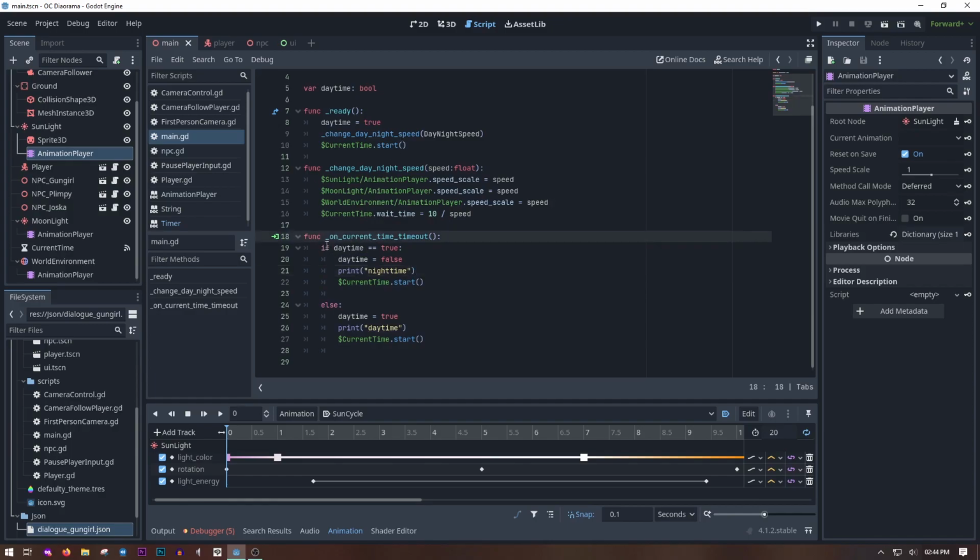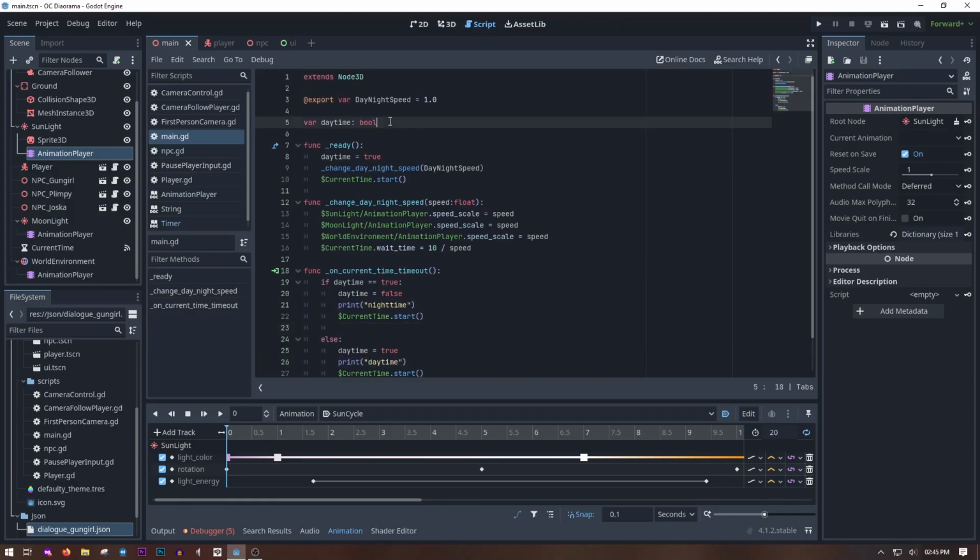So if it's now night, we made it false, so the next time it comes around, if daytime is true, well, it's not. Else, otherwise, make it true, print daytime, time start. So now if I wanted to do something that only happens during the day or night, I have something to check whether it's the day or night because of this bool here, and that's just grand.